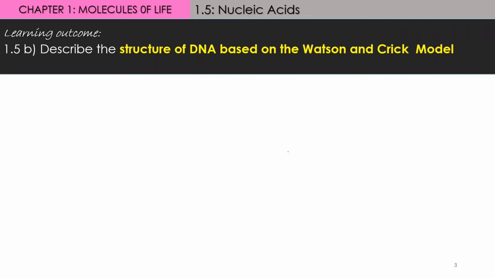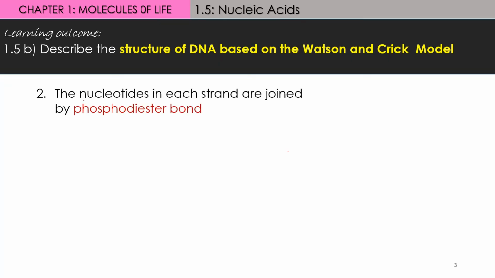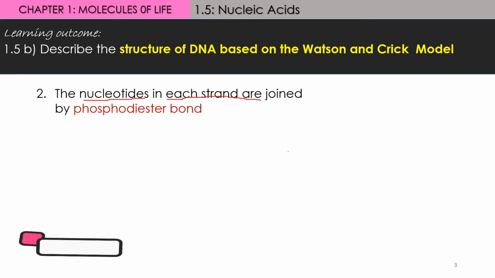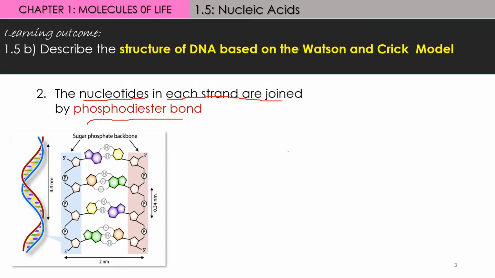The Watson and Crick model also proposed that the structure of DNA contains nucleotides, in which the nucleotides in each strand are joined by phosphodiester bond. Here is the phosphodiester bond.